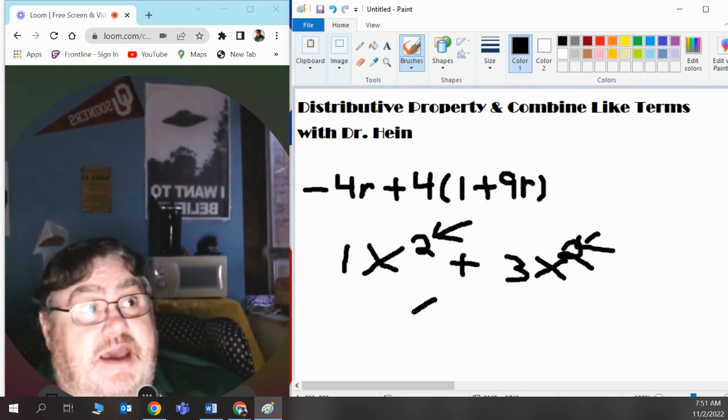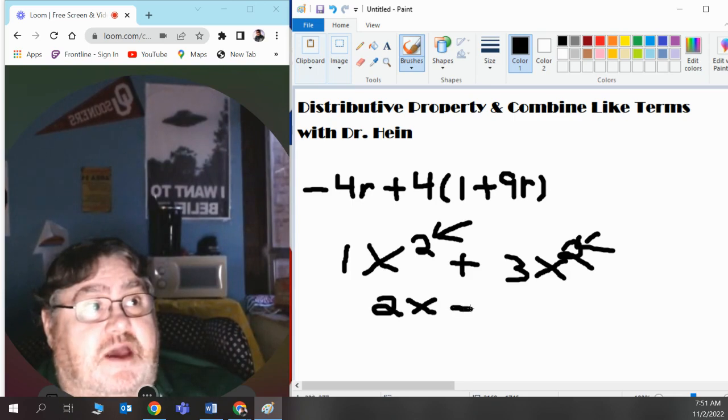But I can't add an x, we'll say 2x. I can't add 2x to x squared, or x to the second. Can't do that. They're not alike. Or I can't add a number. We cannot add a number to an x. Okay, so we can't do that. But what we can do is multiply and divide from left to right, and we'll do that next.